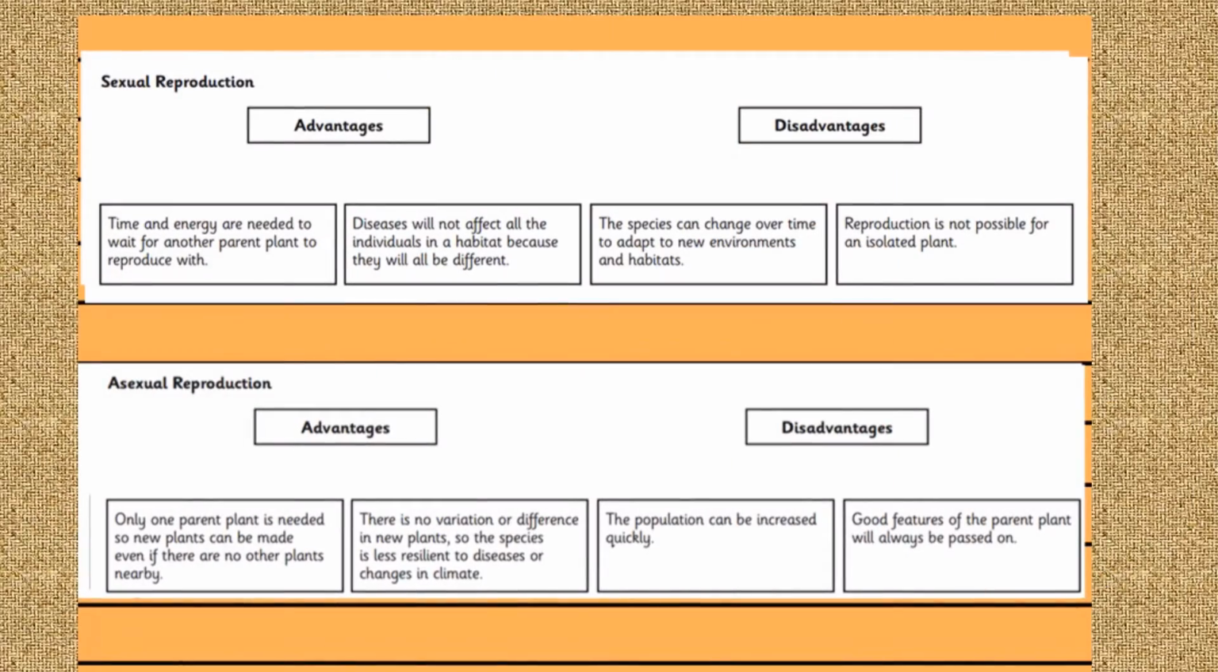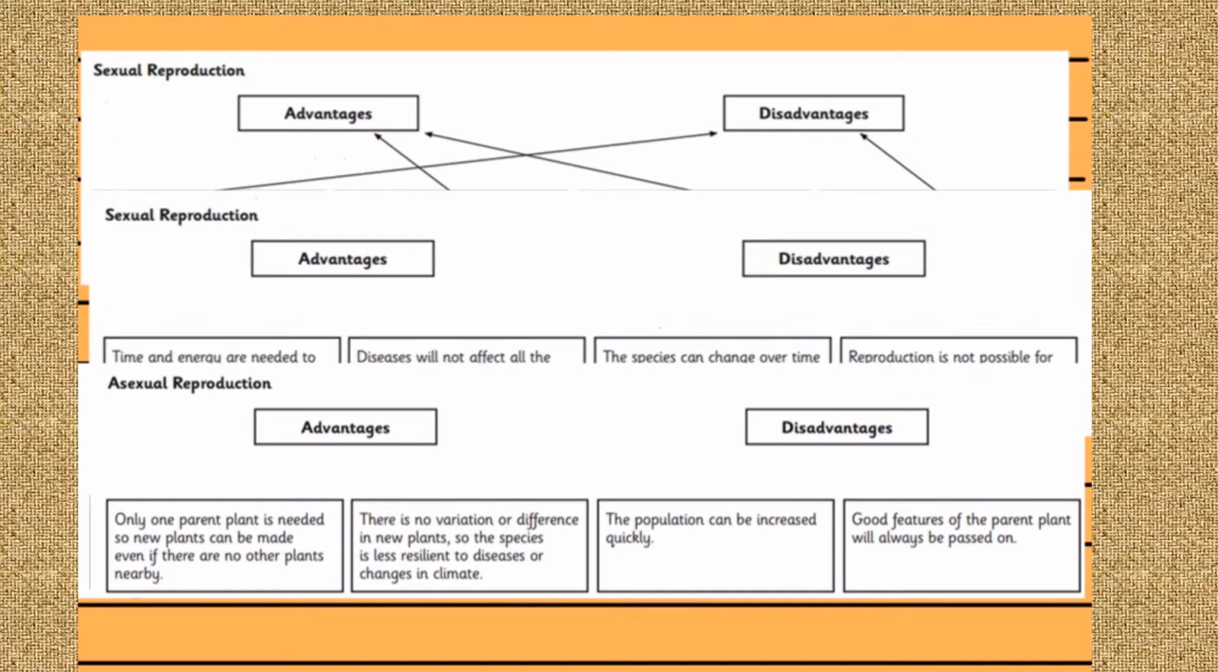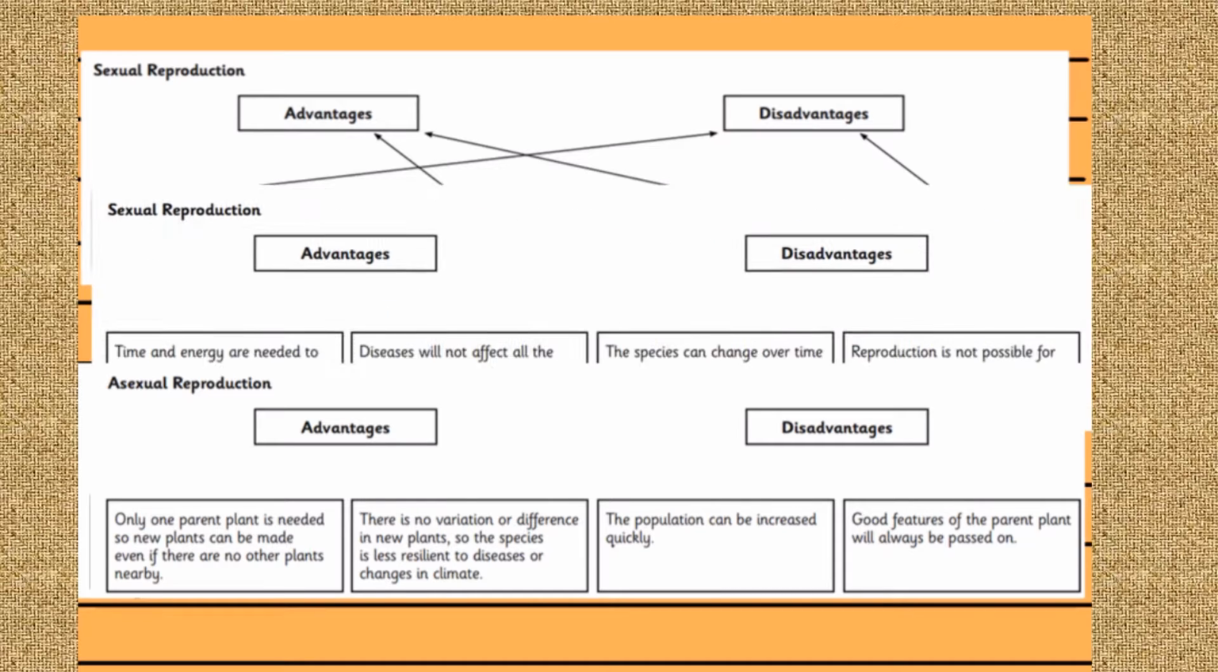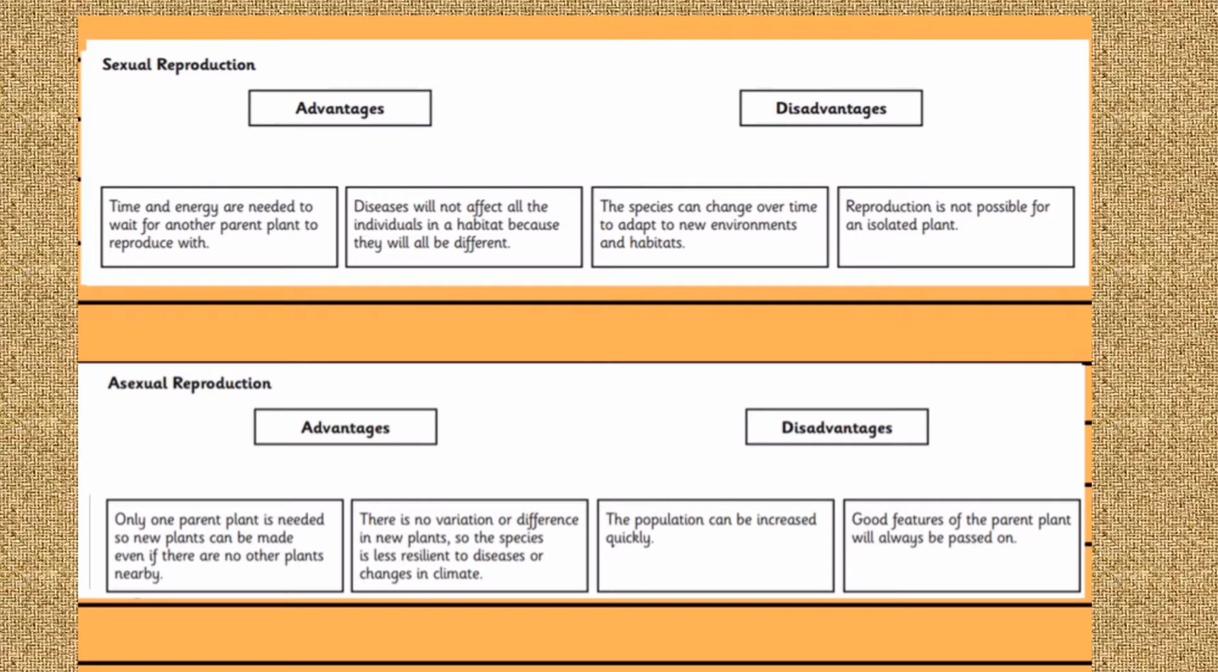So, the advantages and the disadvantages of sexual reproduction are as follows. The advantages: diseases will not affect the individuals in a habitat because they will be different, and the species can change over time to adapt to new environments and habitats. The disadvantage: reproduction is not possible for an isolated plant, and time and energy are needed to wait for another parent plant to reproduce with. So those are the advantages and disadvantages of sexual reproduction.